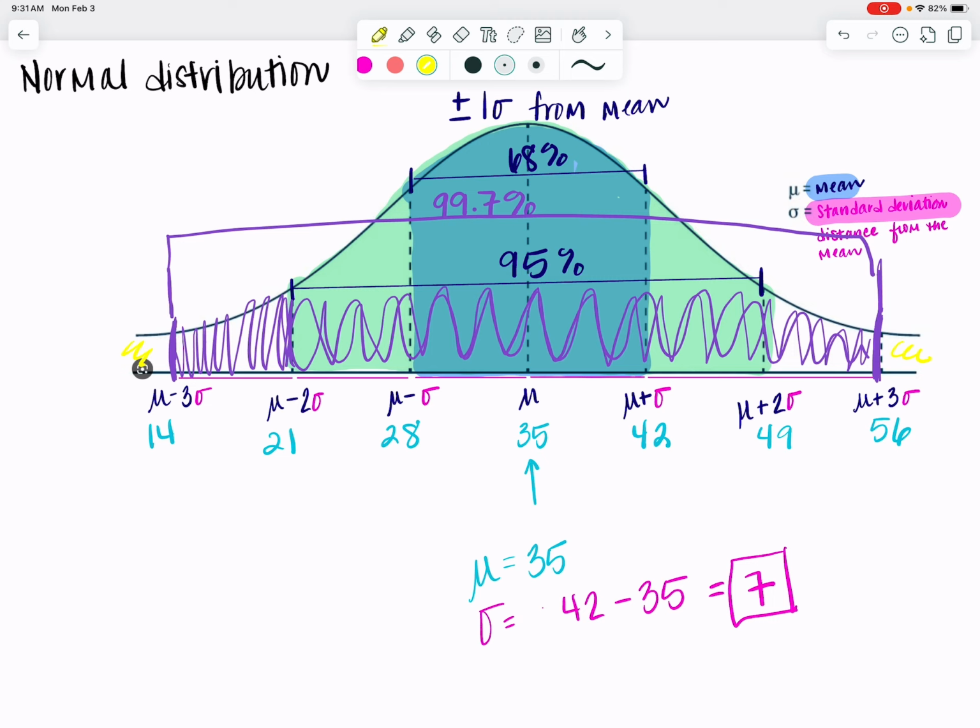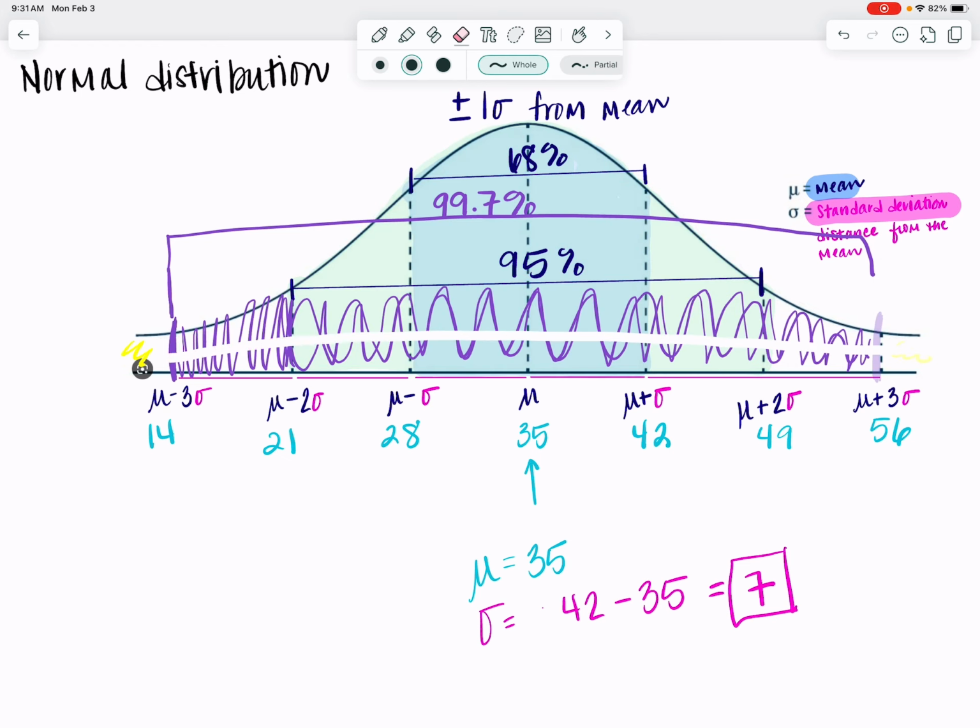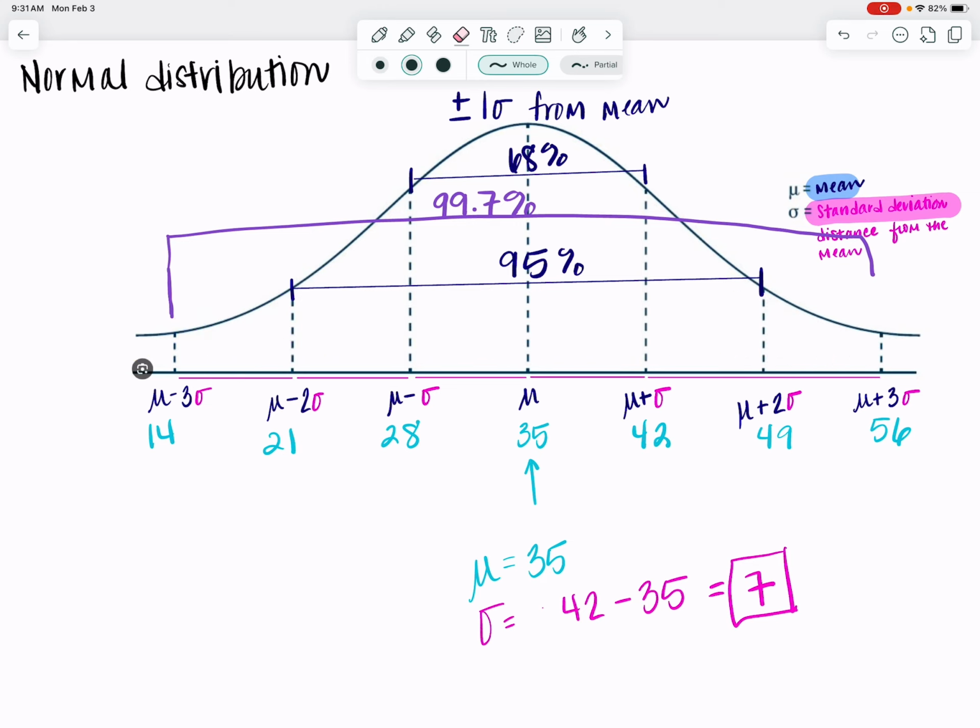That's how this works. Now, I'm going to clean this up one more time.